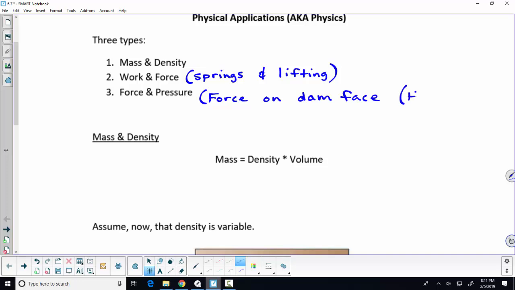But basically, we're talking about hydrostatic pressure as well.